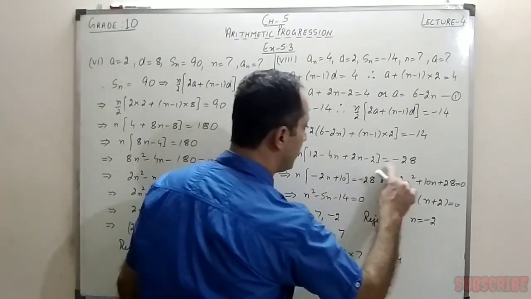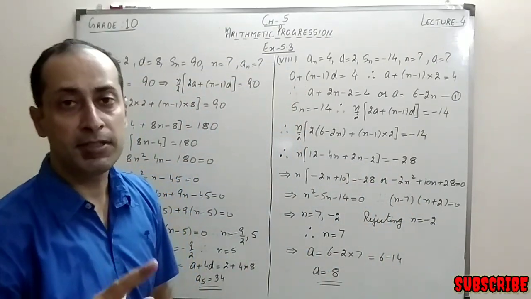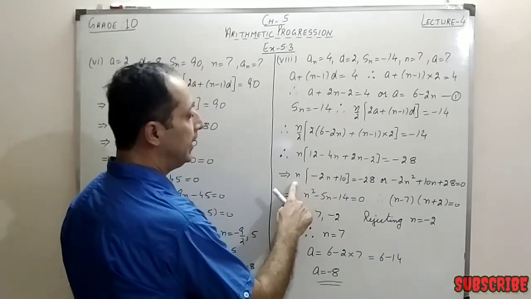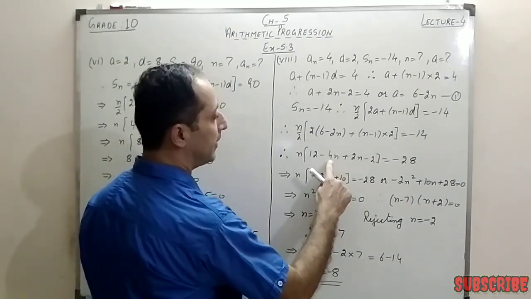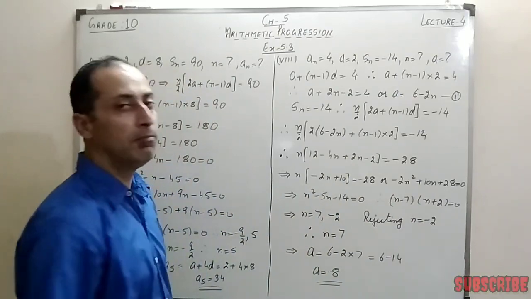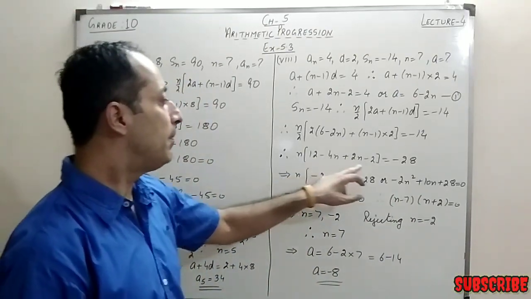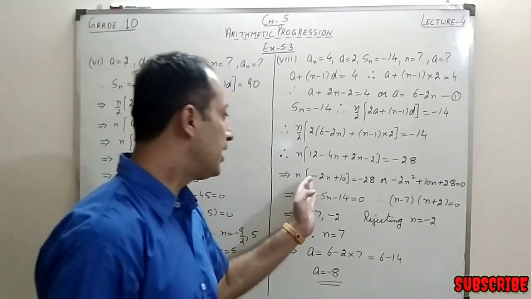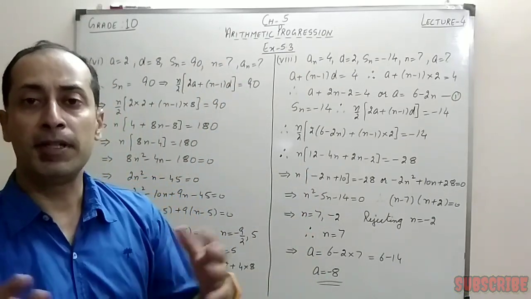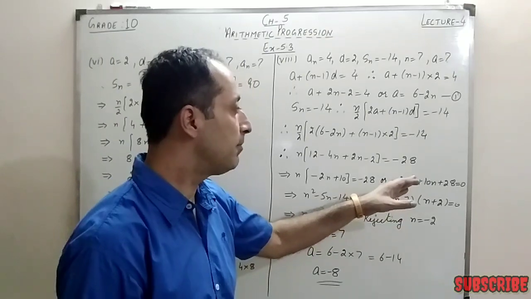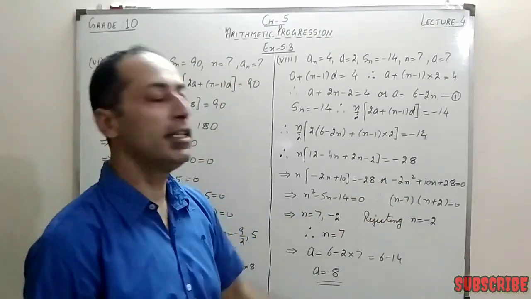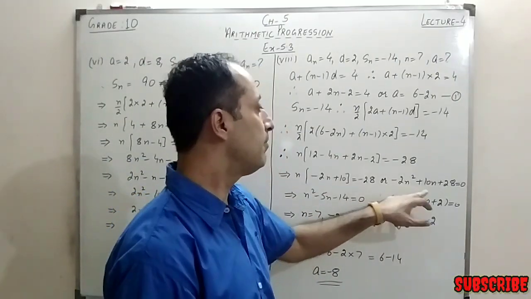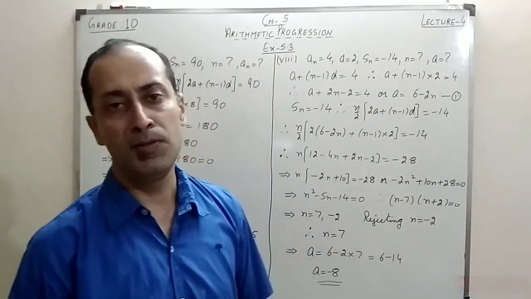So now this thing I have to simplify again. First step would be simplify the bracket. Now inside the bracket, this is n into minus 2n plus 2. This is minus 4n plus 2n. It becomes minus 2n. Then 12 minus 2 becomes 10 equals to minus 28. Multiply n inside the bracket now and I open the brackets. I get it as minus 2n square plus 2n, and then this minus 28 is shifted towards the left side. And what I get? Minus 2n square plus 10n plus 28 equals to 0.